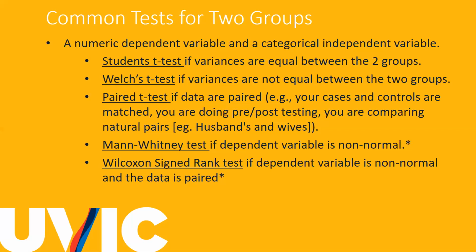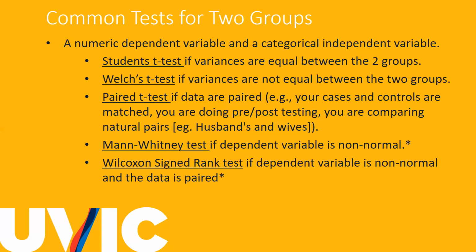So maybe if the variance of the people who participated in your intervention is much wider or much narrower than the variance of people who didn't, then you want to use the Welch's t-test. The Welch's t-test is just an option for when the variances are not equal. There's also the issue of when your data is paired. If your data is paired, so your cases and controls are matched, you are doing either pre-post testing or comparing natural pairs.